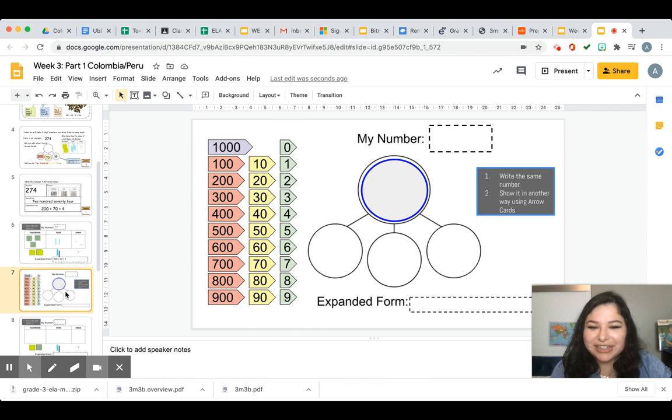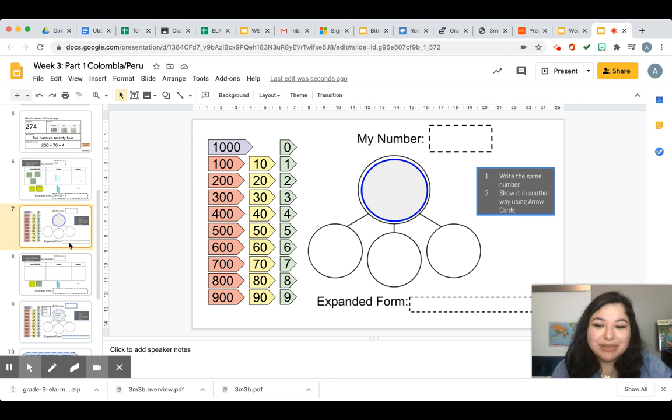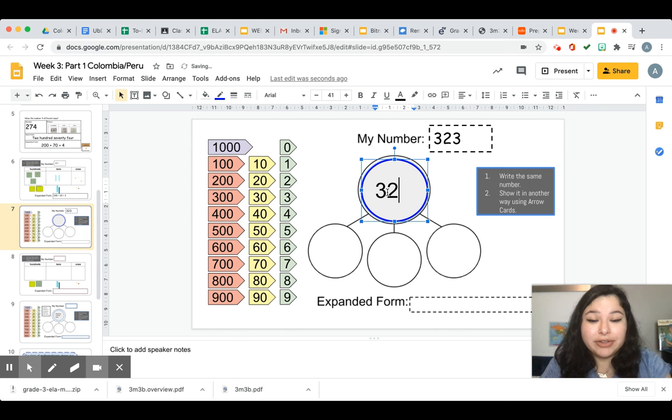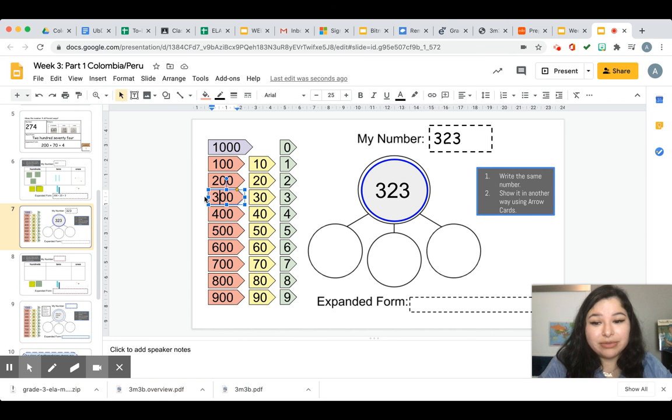The last one we're going to go over, and then I will move on to our closing statement and any other information about this activity. The last form that we're going to show this in is we're going to write the same number right here. So if I had 323, I'll write it right there. It also goes right here in the middle, 323. And from here, I'm going to drag these arrow cards to each place. So for the hundreds place, I'm going to look for the 300, which is right here.